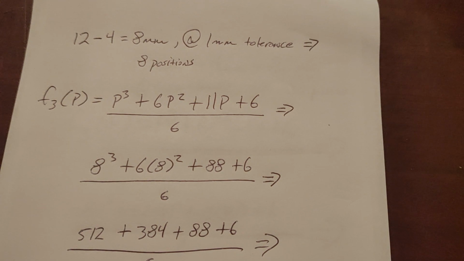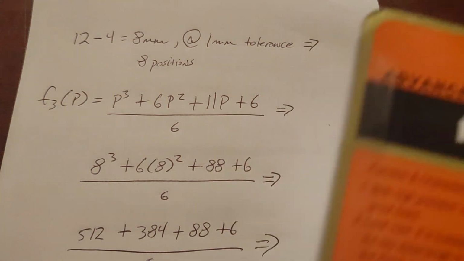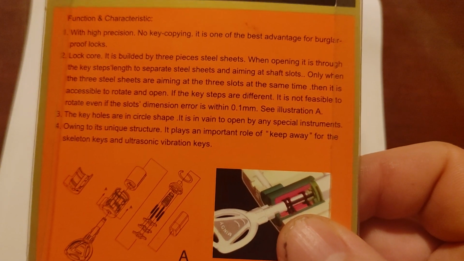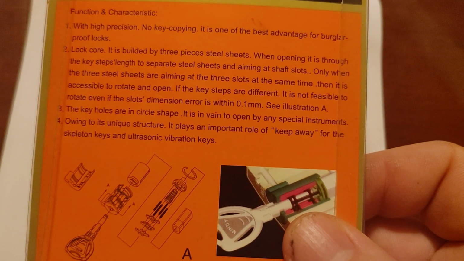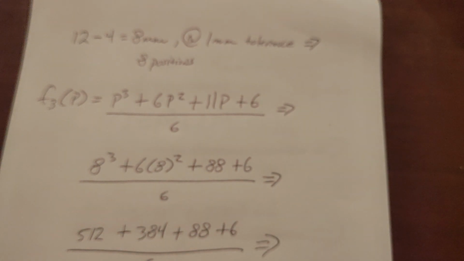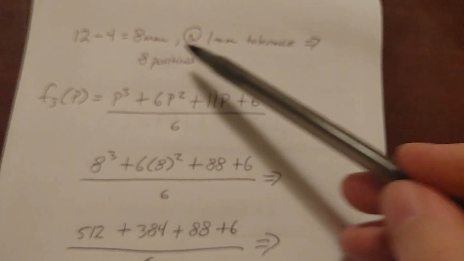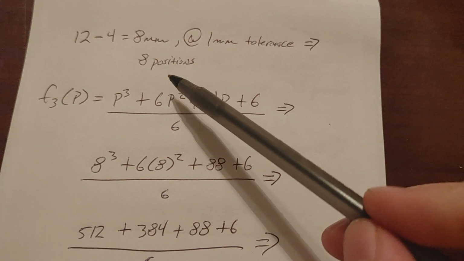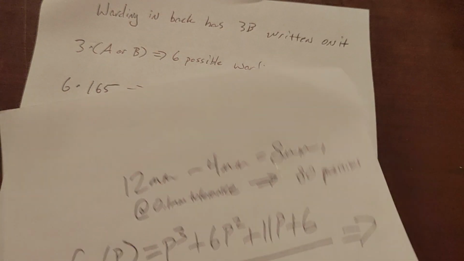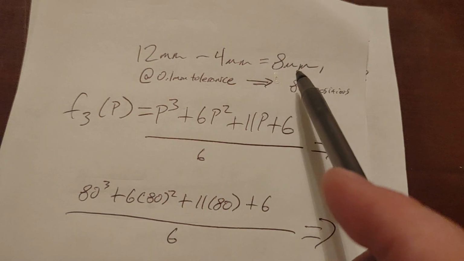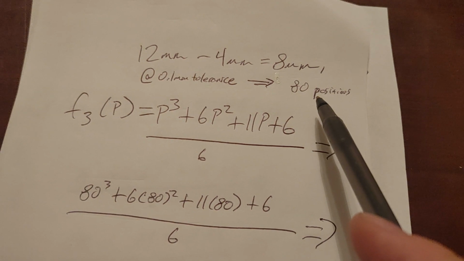We don't actually know what the manufacturing tolerances of the lock are. If we just go by their advertising, sort of shooting in the dark, we see something here that says, not feasible to rotate even if the slot's dimension error is within 0.1 millimeter. So if we guess that their tolerances are within 0.1 millimeter, and we've got 8 millimeters of free position area, then 0.1 millimeter tolerance at 8 millimeters gives us 80 positions.